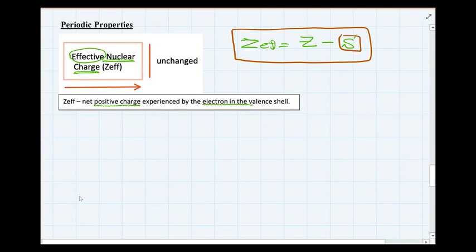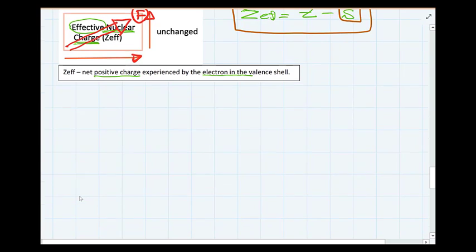So that's the first property we should know. Let's move on to the next property, but first let's correct this one. The arrow should be like that. So from left to right, from bottom to top, that means the net effect will be going upward, both arrows, and then that would be fluorine. Fluorine will have the highest Z effective, right?